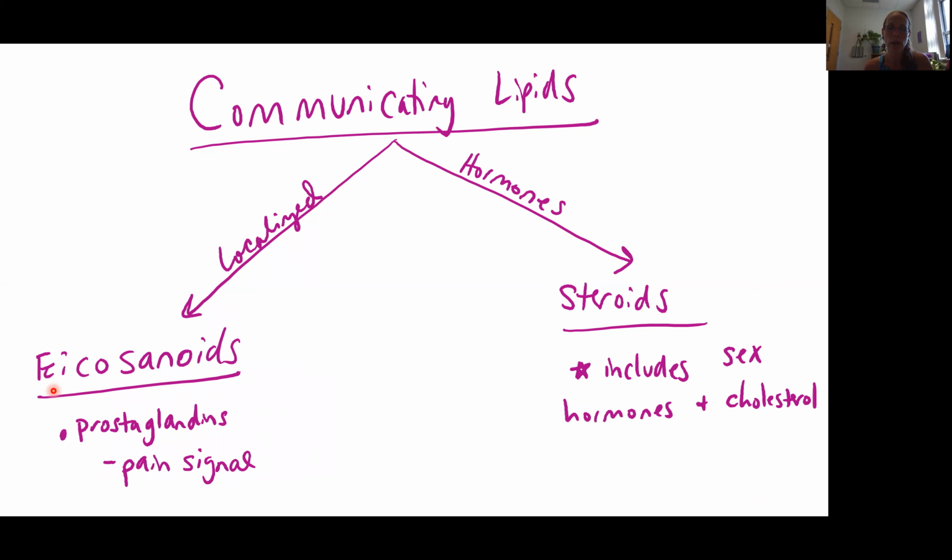An example of an eicosanoid is prostaglandins, and these are involved in our pain signal. So a cell that's been damaged might release prostaglandins, kind of signaling to that local area that some damage has occurred, and that's going to help to bring in white blood cells and so forth.